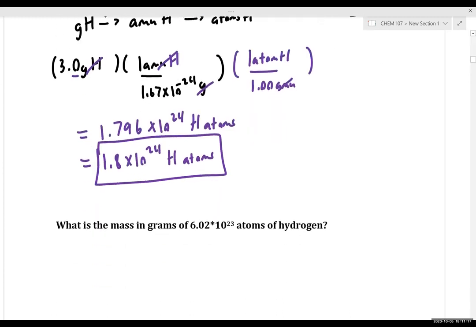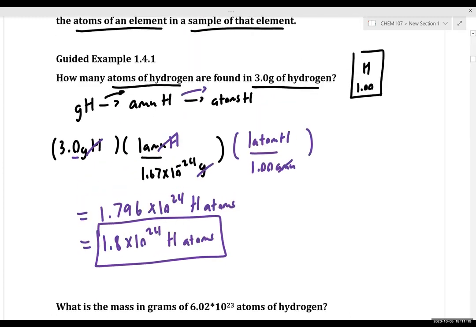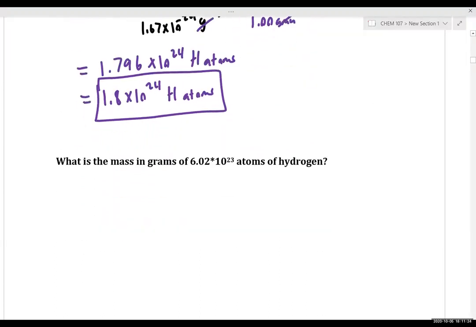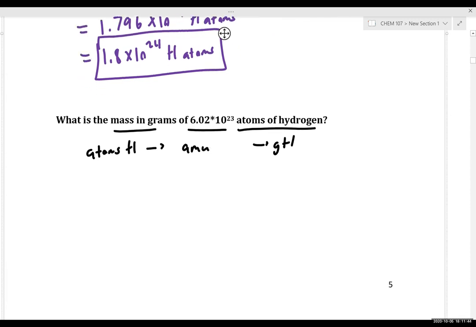Perfect. So what I want us to look at next is another conversion where we're asked to calculate the mass in grams of 6.02 times 10 to the 23rd atoms of hydrogen. In this case, we're going from atoms of hydrogen to grams of hydrogen, and we're going to go through AMUs for now. If you are reading ahead in your book, this number may look familiar to you.